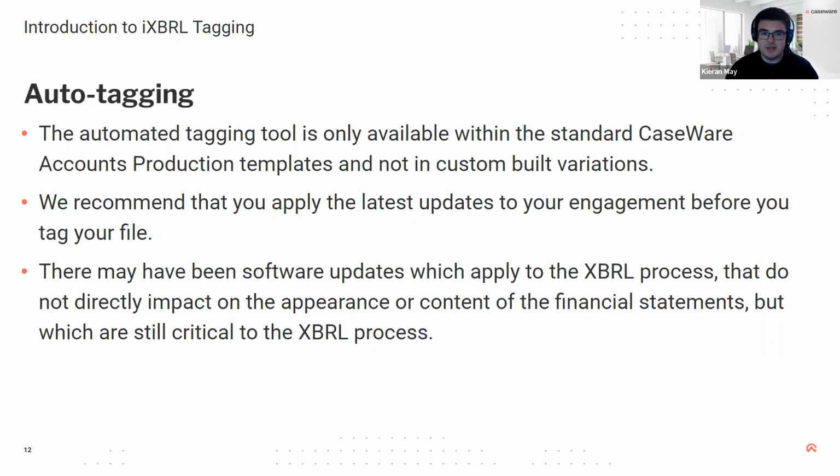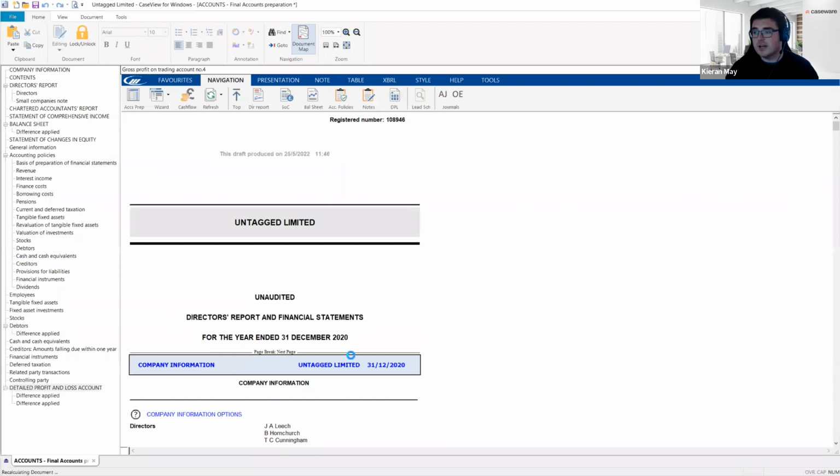Okay, so I'm now going to jump into the first Caseware file that we're going to be looking at today. It's a very, very simple FRS 102 entity called Untag Limited. All of the accounts have already been produced. We've dealt with all of the rounding and things like that. So it's now at the stage where I think, well, okay, we need to now have a look at the XBRL tagging.